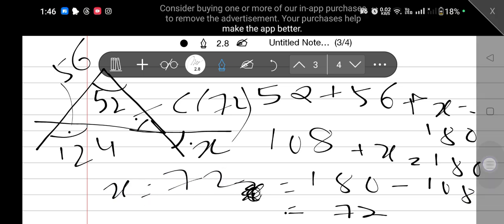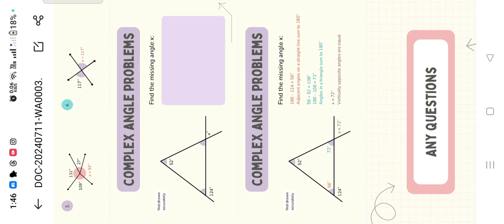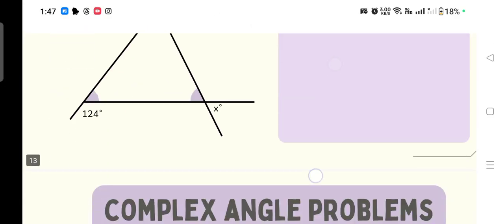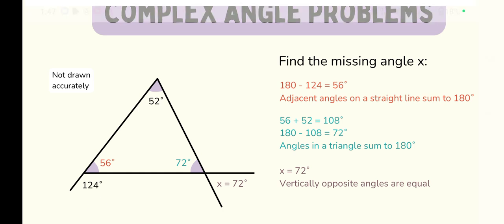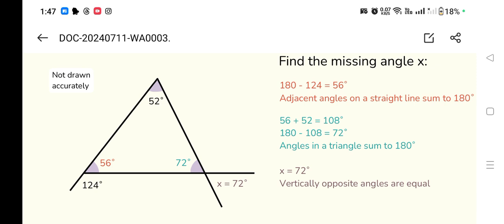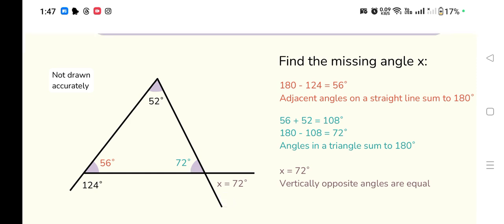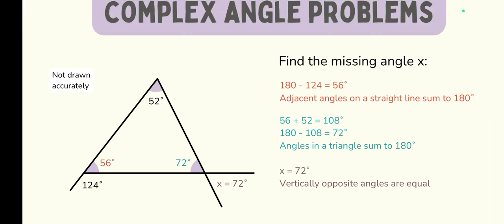Hope you are clear with this. See, I have even explained this in the slide, but I thought to explain it on the whiteboard so that you can easily understand. So first we got the value of this as 56. The reason will be adjacent angles on a straight line sum to 180 degrees. So after subtracting 124 from 180 we got 56. Now 56 plus 52 will give you 108. You will subtract it from 180 since angles in a triangle sum to 180 degrees. So you got this angle as 72. Now since these two are vertically opposite angles and they should be equal, the value of x is 72.